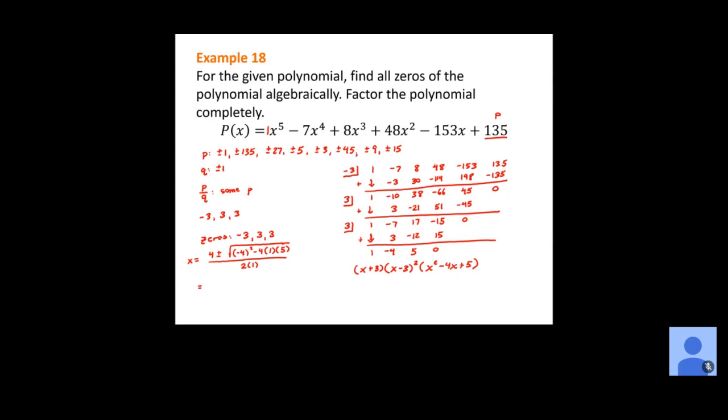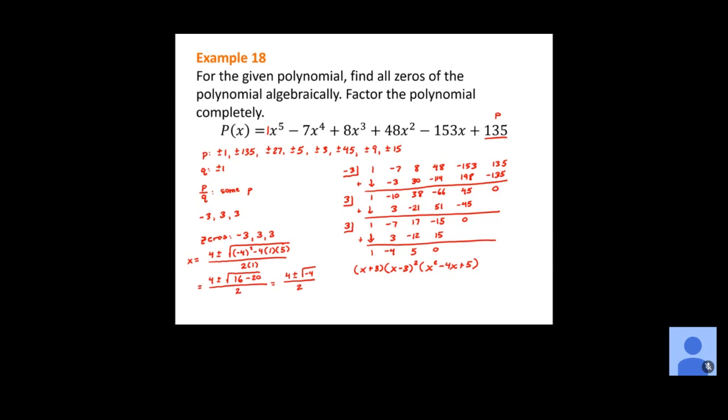All right, so let's simplify what we have inside. If we square the negative 4, what's that going to give us? Good, so that becomes a positive 16. And if we multiply minus 4 times 1 times 5, what's that going to give us? Negative 20. Good. And then 2 times 1 is just 2. All right, now subtracting inside here, 16 minus 20 is just negative 4. So we get 4 plus or minus the square root of negative 4 all over 2.